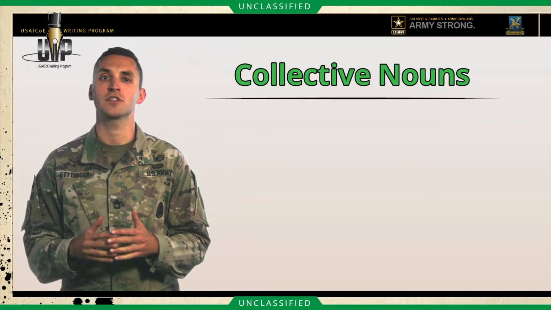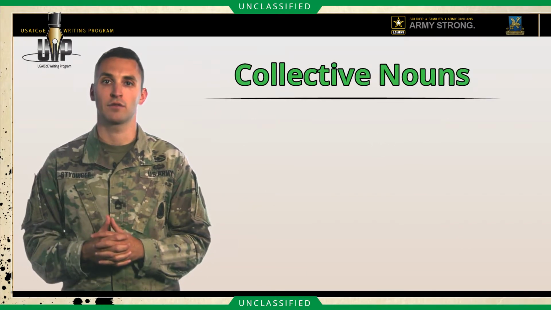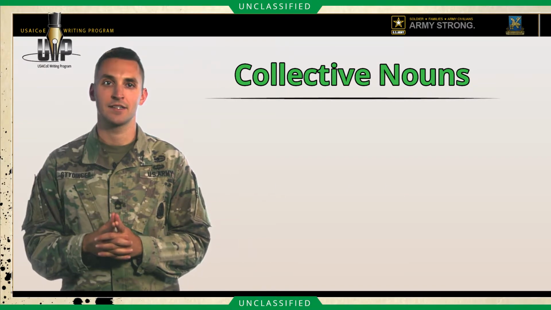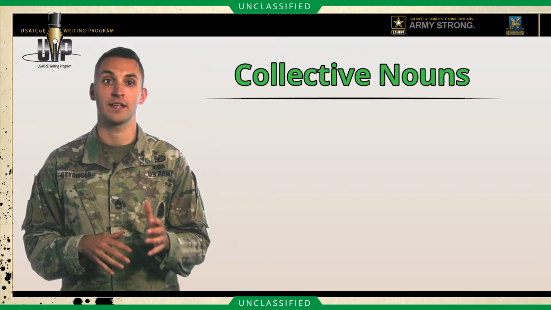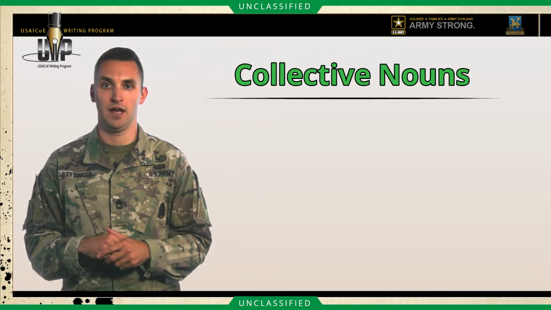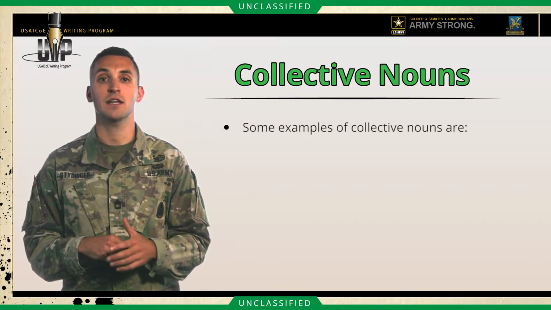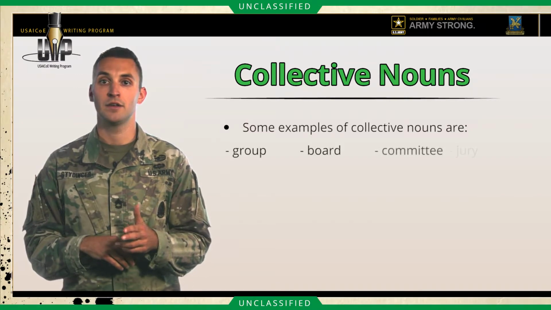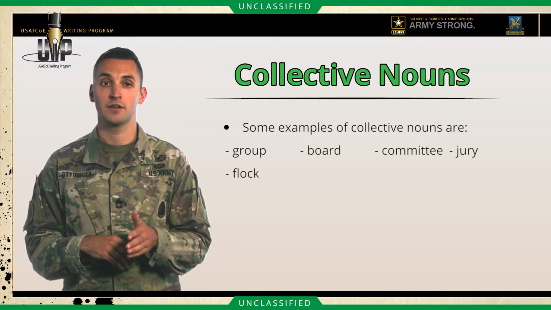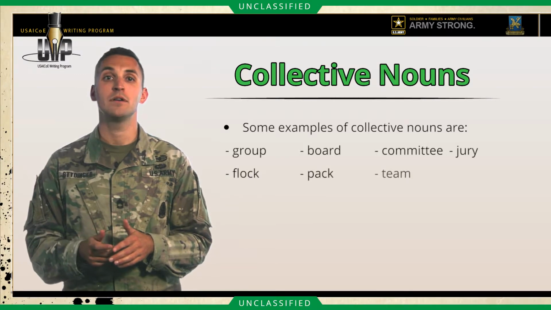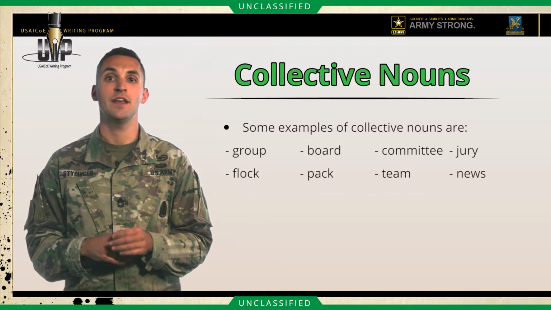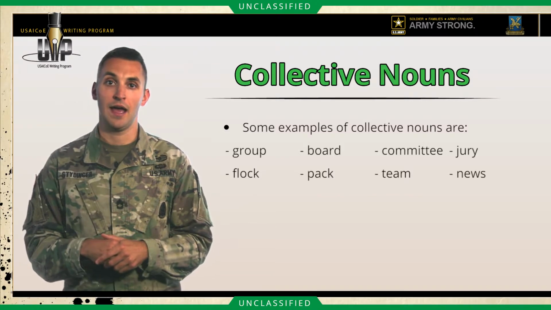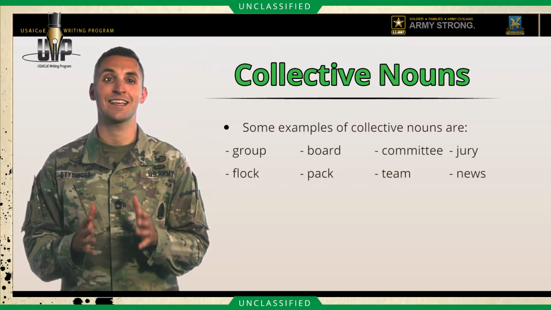Let me take a moment to discuss why group takes a singular verb. There are nouns that refer to an entire set of people, animals, or things that form collective nouns. Some examples of collective nouns are group, board, committee, jury, flock, pack, team, and news. These often have a phrase beginning with of after them, and as I said, they act as singular nouns.